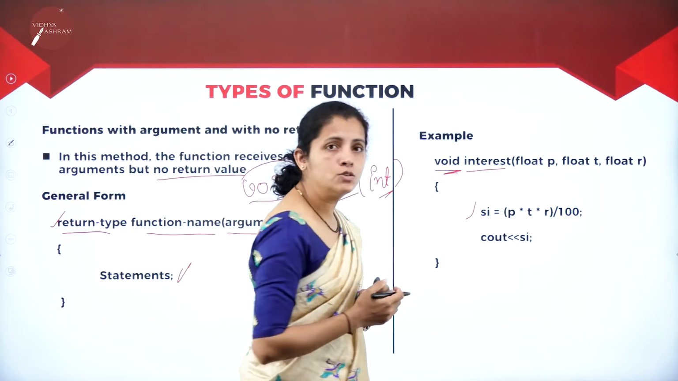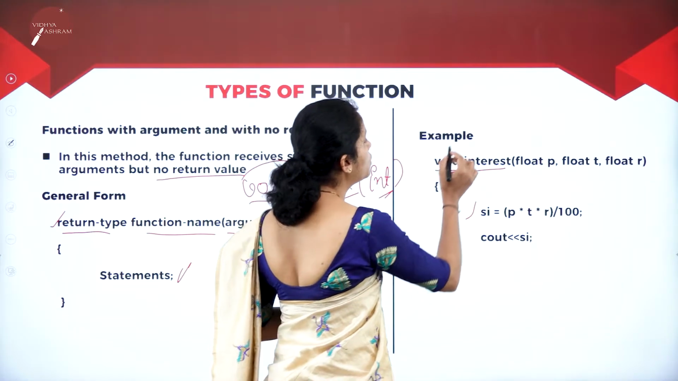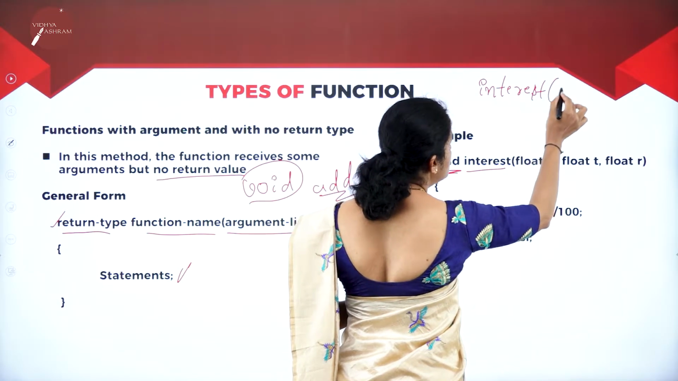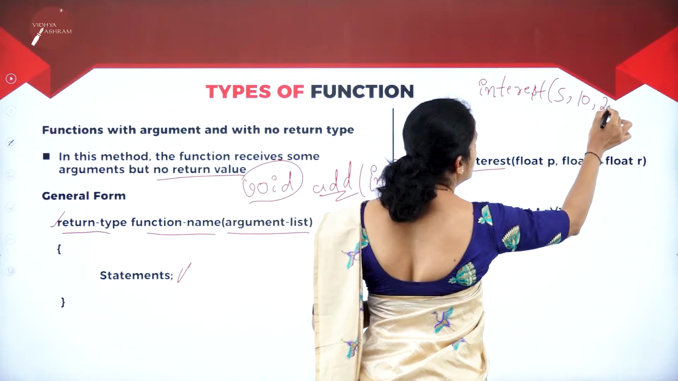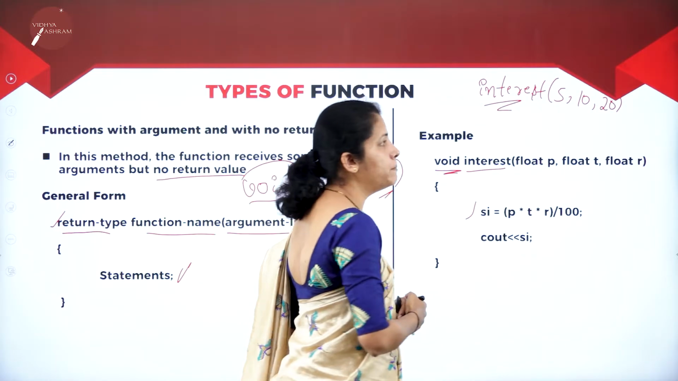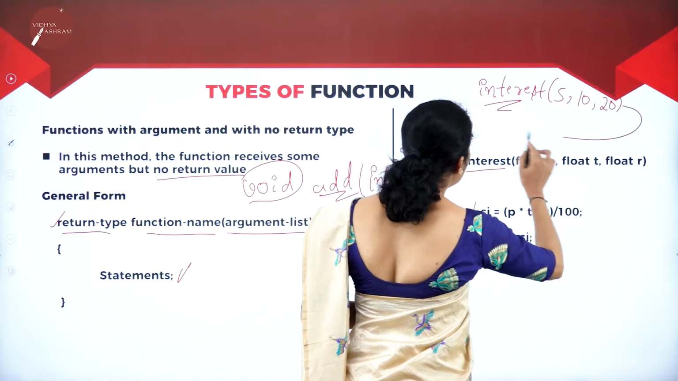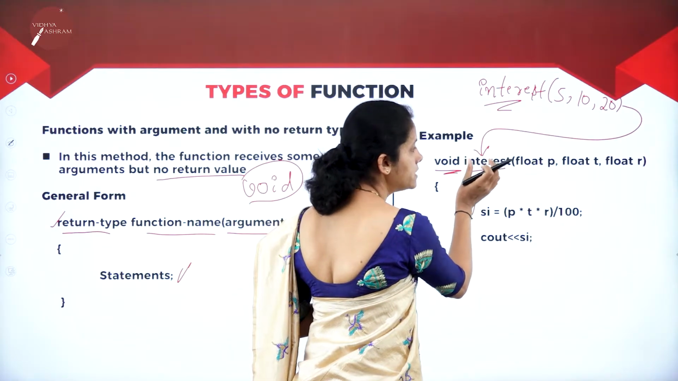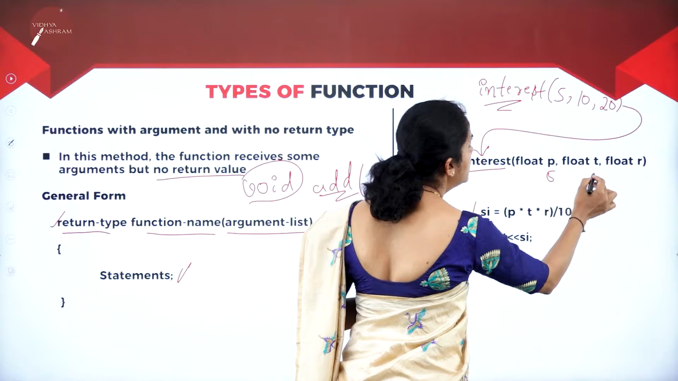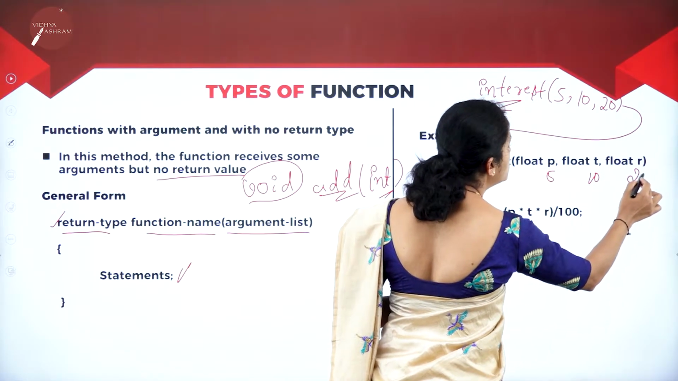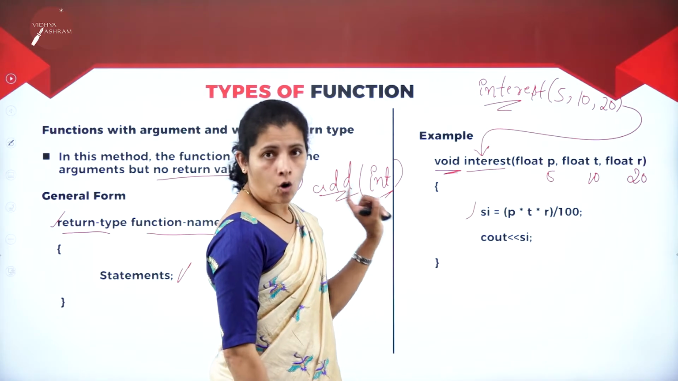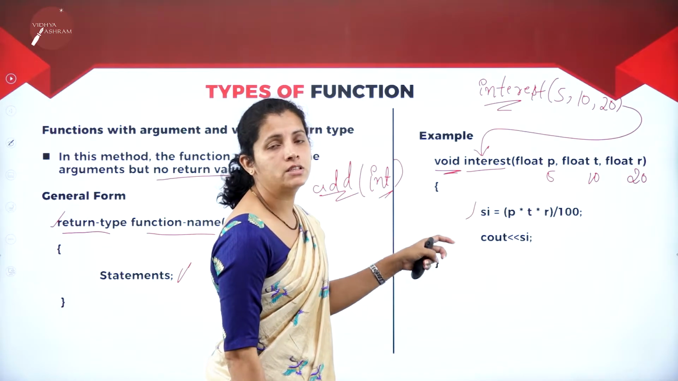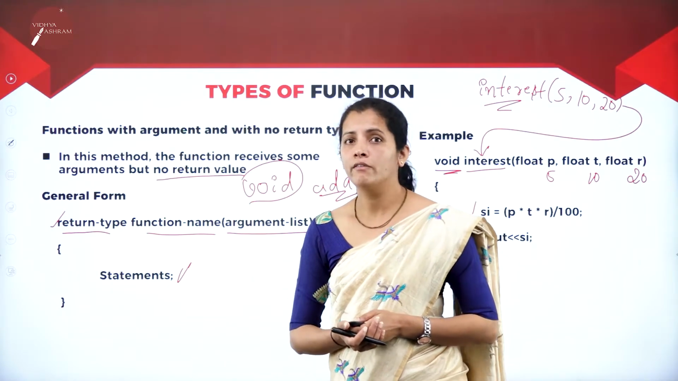So how is this function going to work here? At the beginning, I'm going to call this function in my main program. Then I'm going to pass the values. When I call this function in my main program, the control is transferred to the called function. What is my function name? It is interest. Now P holds 5, T holds 10 and R holds 20. Now perform the operation, that is find the simple interest and display the result itself. This is the way this function is going to work.